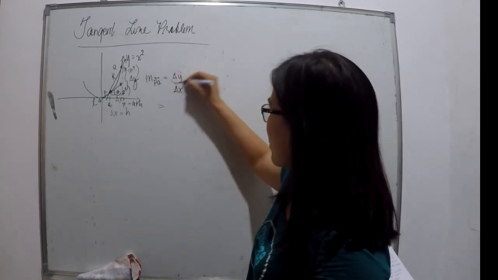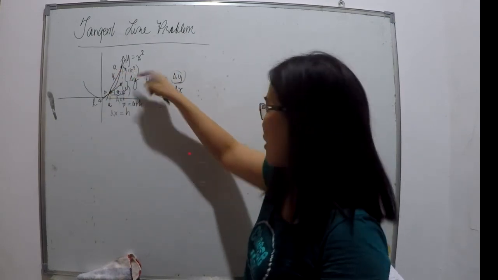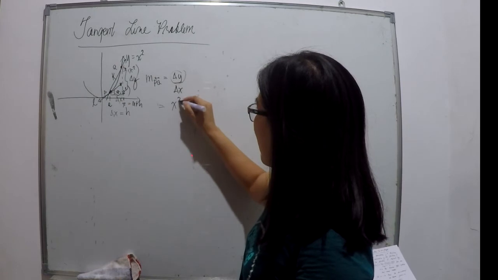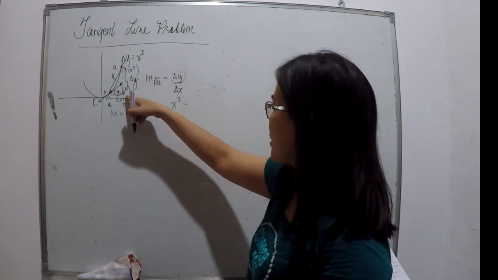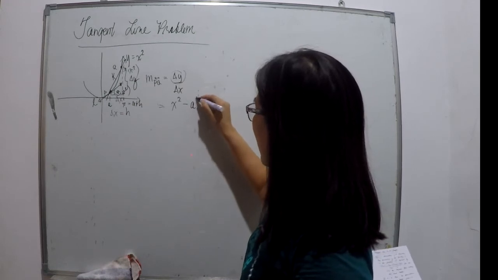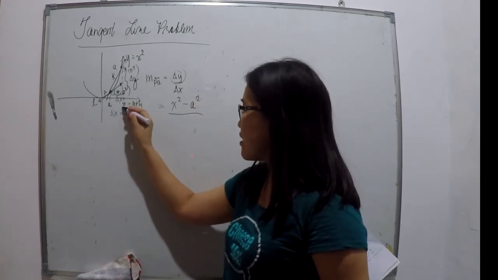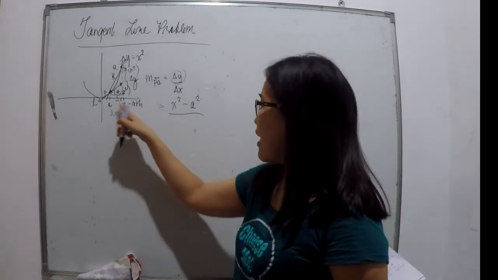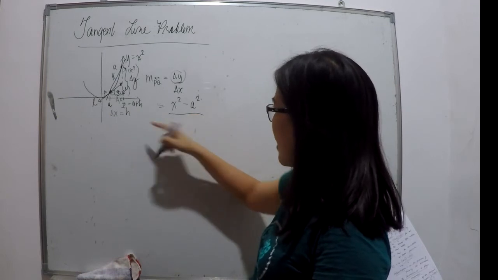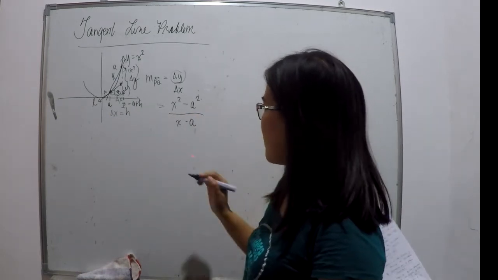Delta y, change of y. So we have 2 points. Delta y is x squared minus the first y, this is a squared. What is delta x? Delta x is x minus a. Okay? Change of x, x minus a.